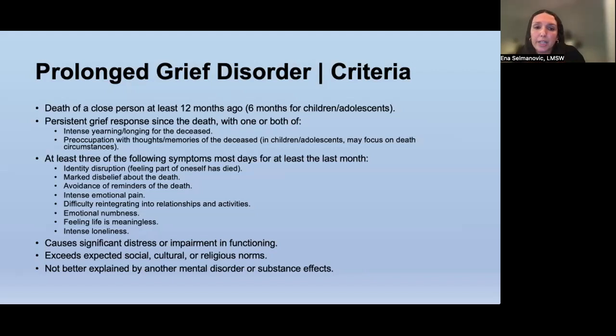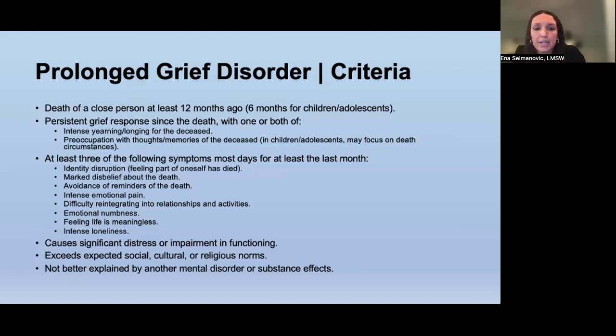And then the next criteria is at least 3 of the following symptoms most days for at least the last month: identity disruption, feeling that part of oneself has died, marked disbelief about the death, avoidance of reminders of the death, intense emotional pain, difficulty reintegrating into relationships and activities, emotional numbness, feeling life is meaningless, or intense loneliness.